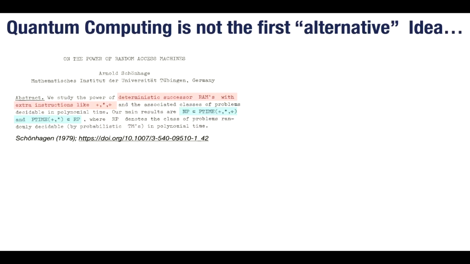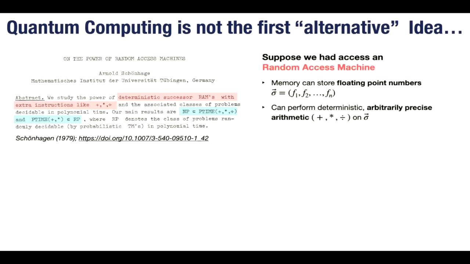For example, my fellow German, Arnold Schönhage, in 1979 published this beautiful paper on the power of random access machines. And he basically asked the question, imagine you had something called a random access machine, which is basically a computer that operates on floating point arithmetic. The idea is that you have a memory that instead of bits stores floating point numbers of arbitrary precision. So it's not something we can do on a computer with a finite memory. This is why it's different.